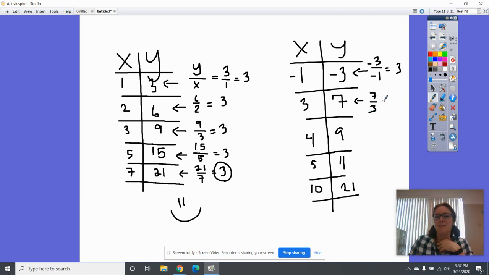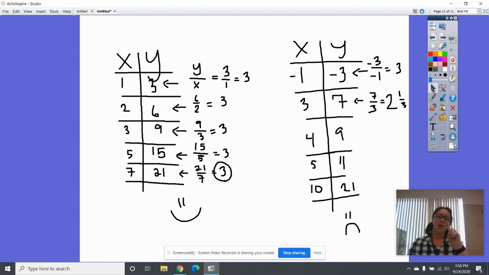Oh, excuse me, 7 divided by 3, and suddenly our hopes and dreams are foiled because 7 divided by 3 is actually 2 1/3. And we don't even have to keep going. We can stop because already we've gotten 2 different numbers. So no, it's not proportional.